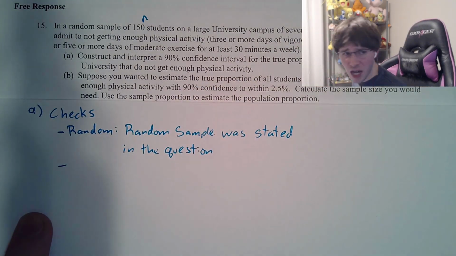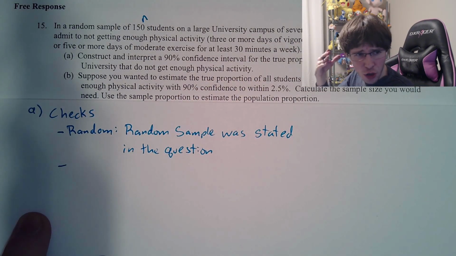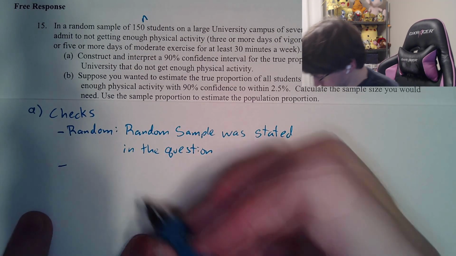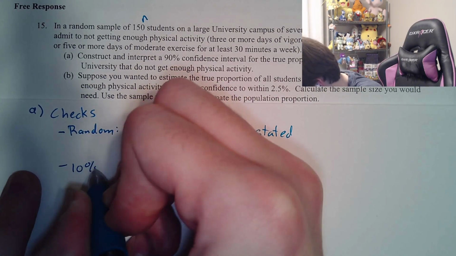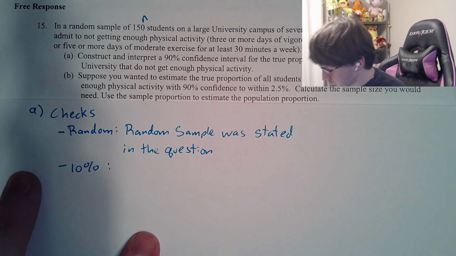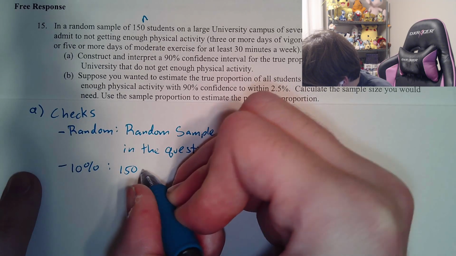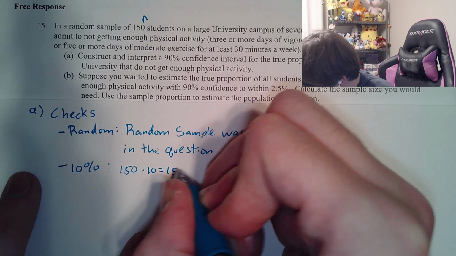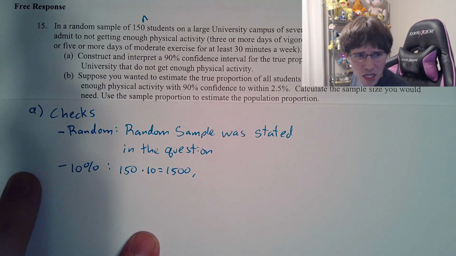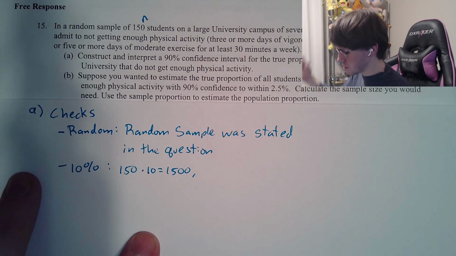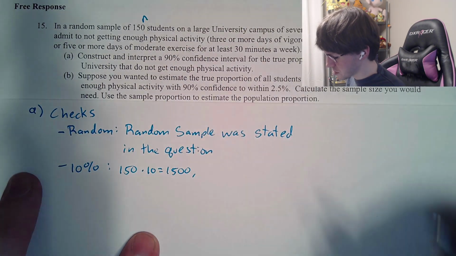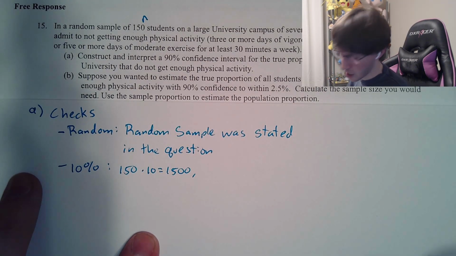Boom. Continuing on. After you check random, you want to check your independence condition, the 10% condition. So let's just write it as the 10% condition. The 10% condition is, you could say 150 multiplied by 10 equals 1500, and say something to the effect of, it's reasonable to believe that more than 1500 students are on a large university campus.